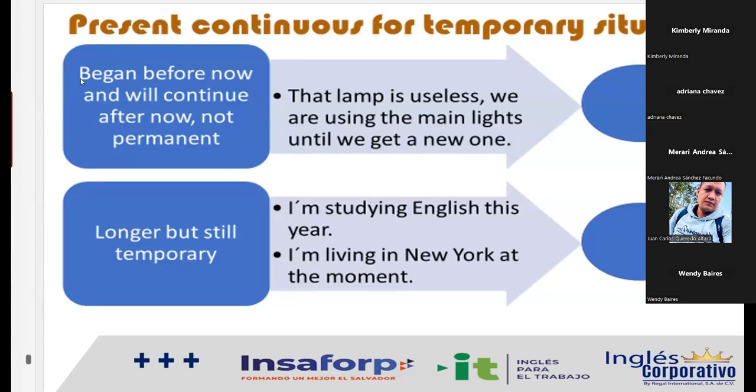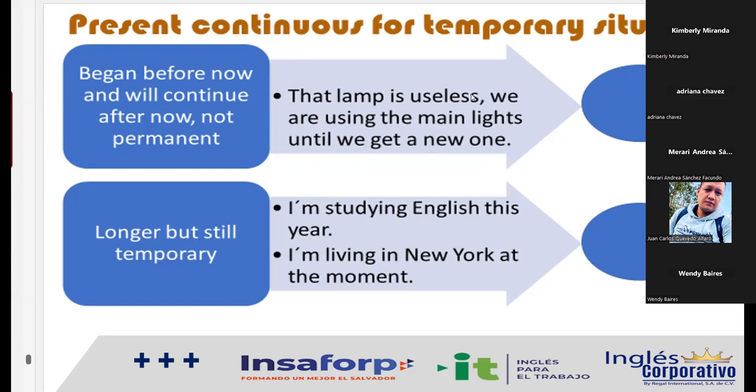To say that something is temporary, it began before now and will continue after now, and it is not permanent, okay? It's not permanent. So it means it has a beginning, it has an end, and it's not permanent. Well, another thing that is temporary is something that we do in a longer time, but still temporary. And let's look at the examples.